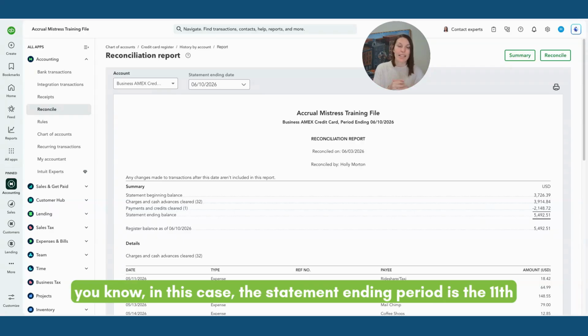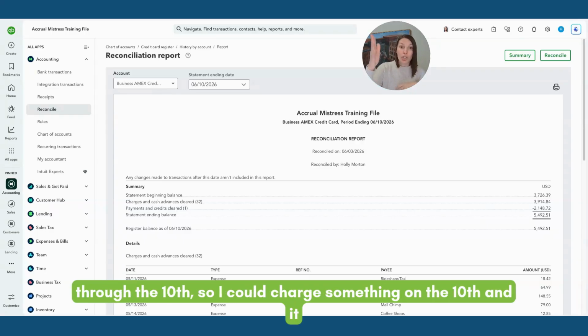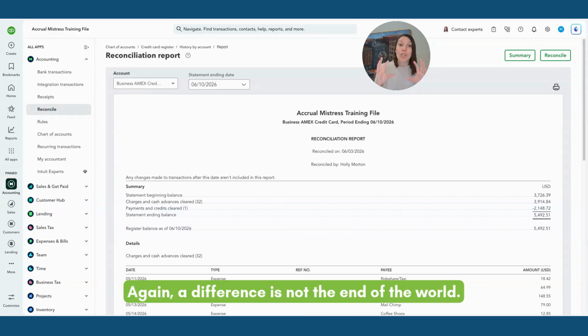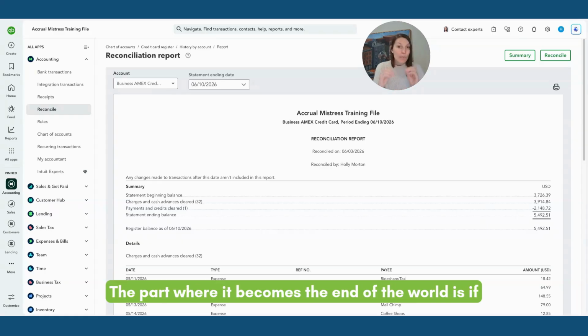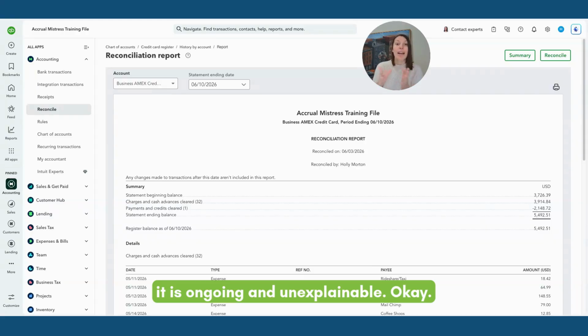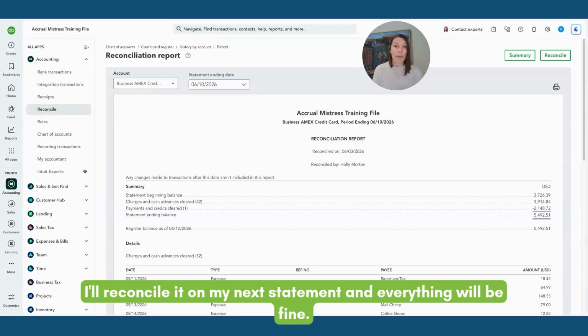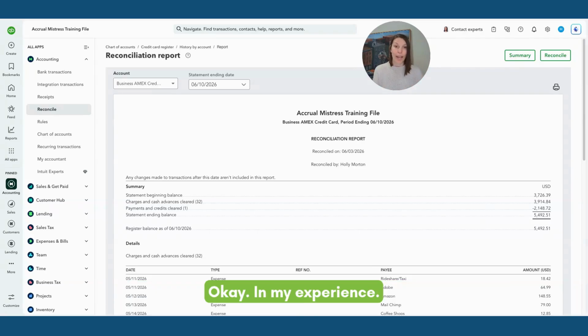Or, in this case, this statement ending period is the 11th through the 10th. So I could charge something on the 10th and it might not clear until the 11th, okay? Things like that do happen. Again, a difference is not the end of the world. The part where it becomes the end of the world is if it is ongoing and unexplainable, okay? If I can go on and see that that is on my next statement, no problem. I'll reconcile it on my next statement and everything will be fine, okay?